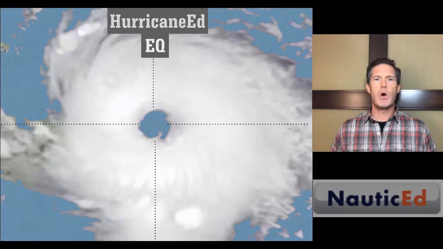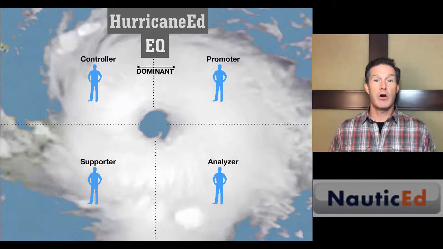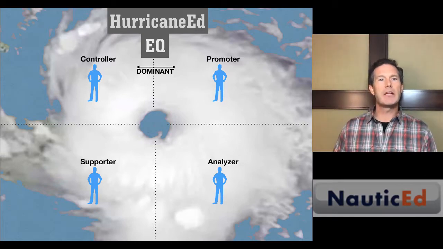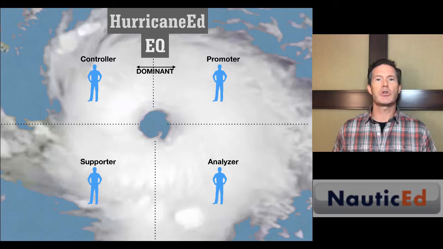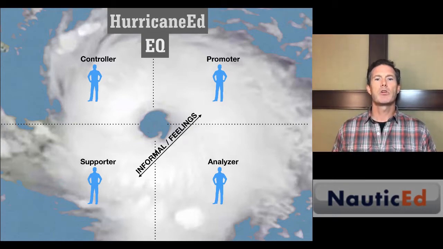4 quadrants. Why? 4 personality types. Controller, promoter, analyzer, supporter. All right, next we're going to talk about some of the distinctions of the different personality types. So right down the middle of this tool, you're going to have the dominant personality types, reminding you that the controller and the promoter are the dominant in the top. Easygoing, the bottom. The controller and the analyzer, your formal, results-based driven type folks. Your informal and feeling-based, your supporter and promoter.